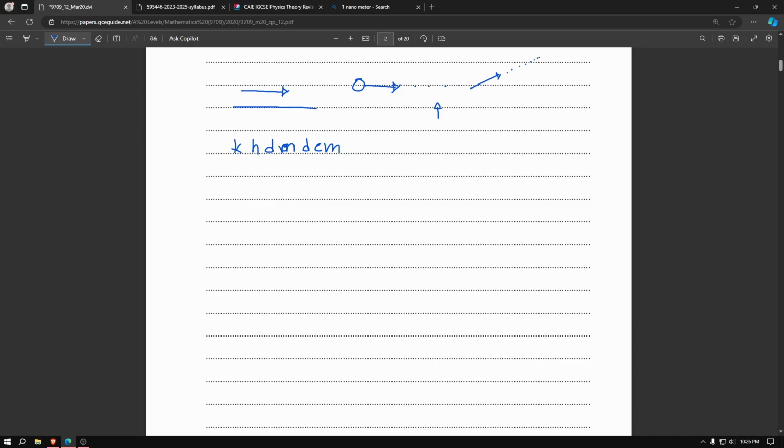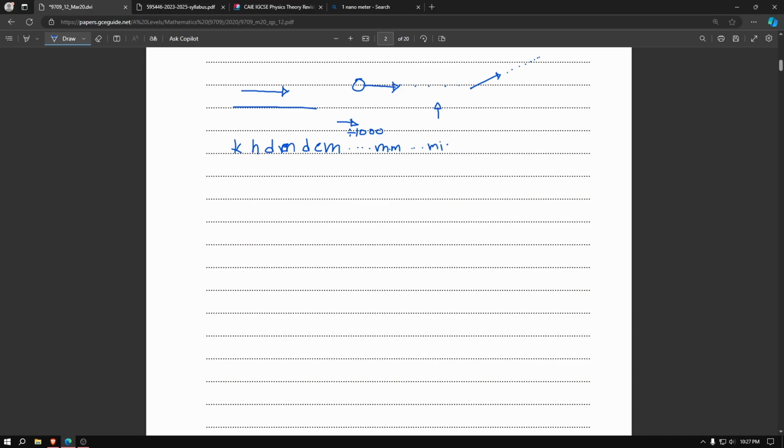After meter, if you divide it by 1000, there will come millimeter. Then again divided by 1000. So when you move from this side to this side, it will be divided by 1000. Then there comes micrometer.